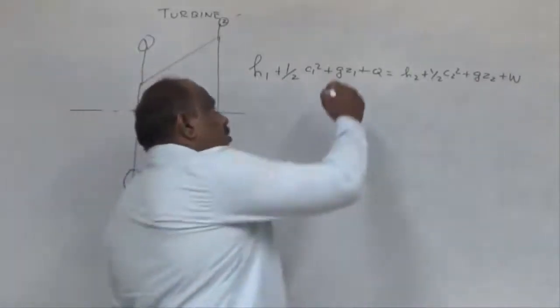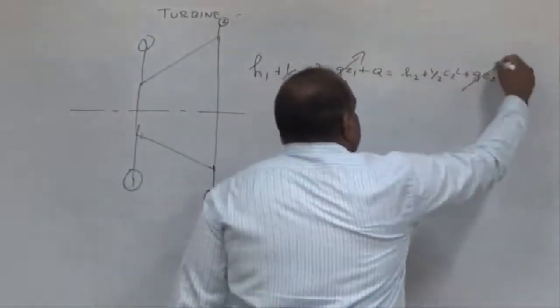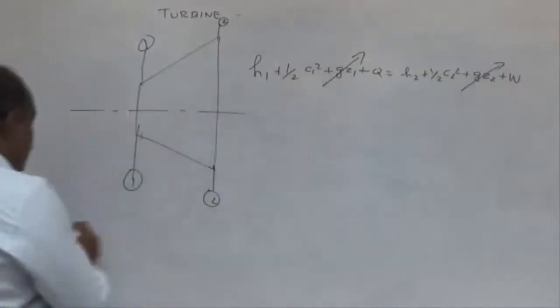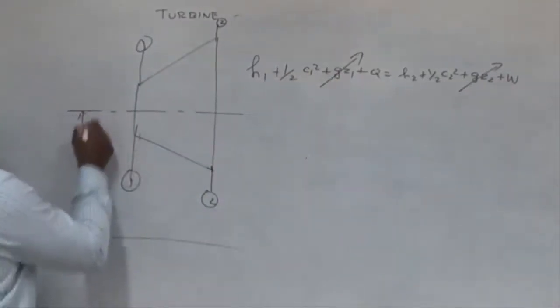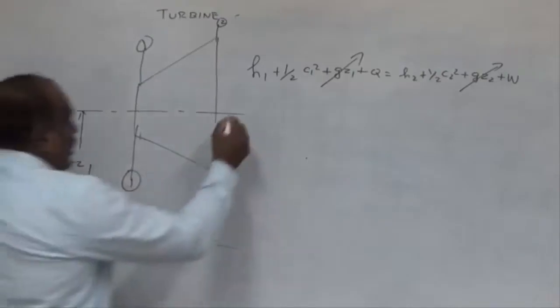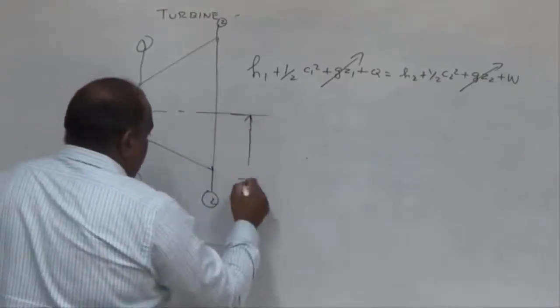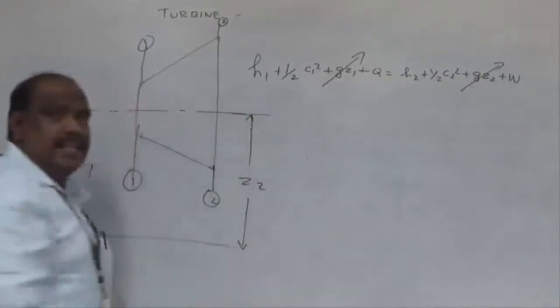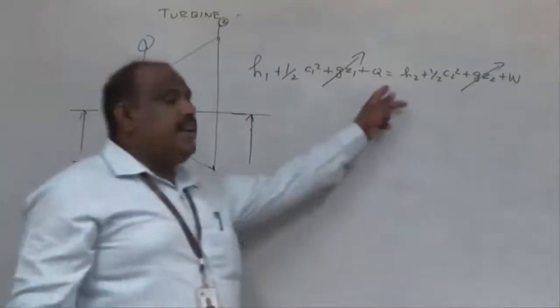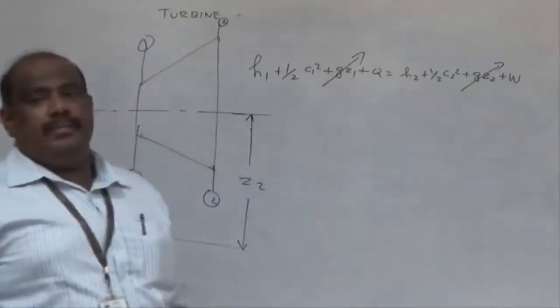What about Z1 and Z2? Let us assume both are at the same height, because we have drawn it like this only, isn't it? Now Z1 will be equal to Z2, so they cancel away.